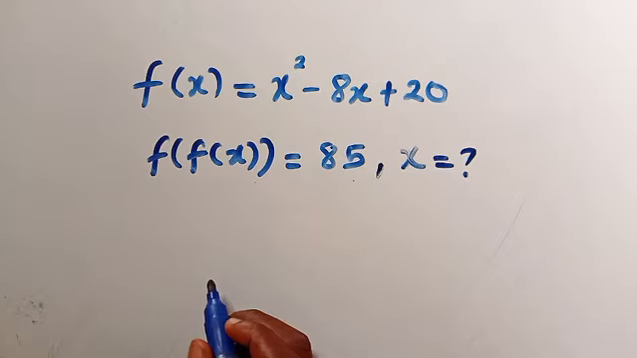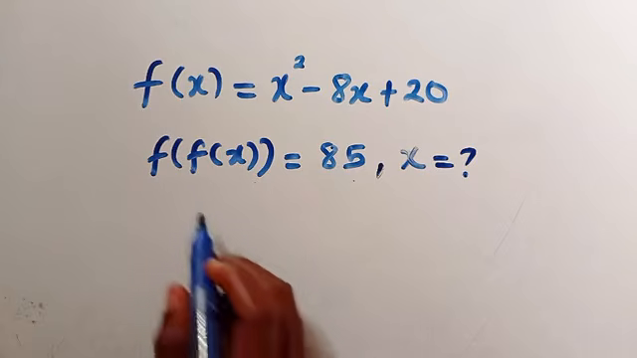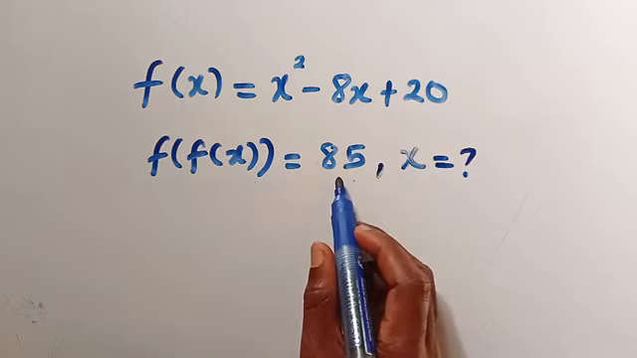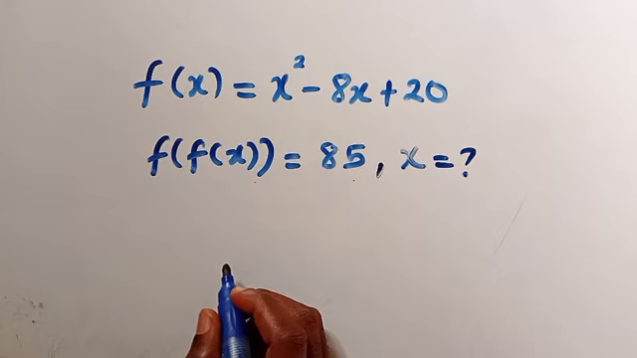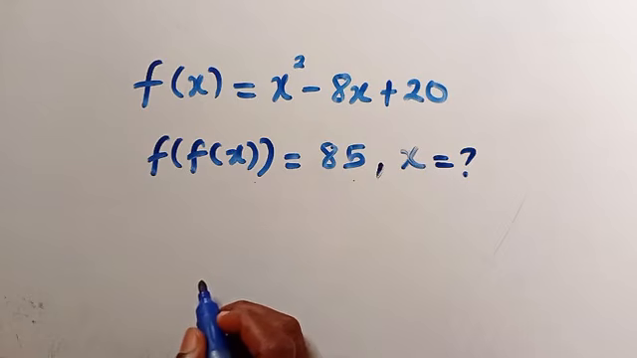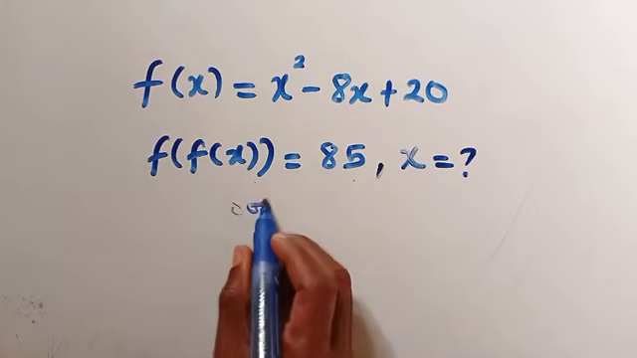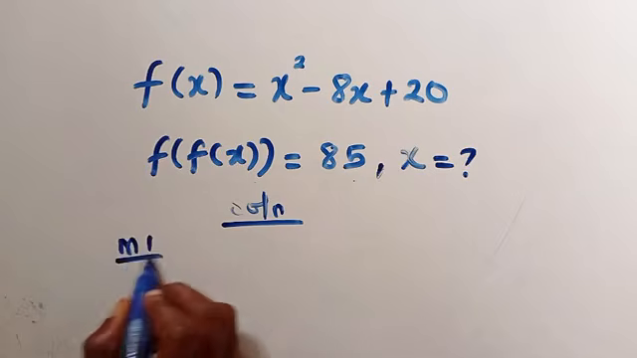Here we have a nice and interesting functional equation: f of x equals x squared minus 8x plus 20, and a composite function f of f of x equals 85. What is x? I will be solving this question in two different ways. How do you solve this? You can pause this video and give it a try. Let's get started. Let's consider the solution, and here is the first method.